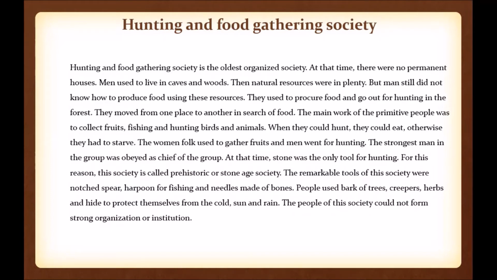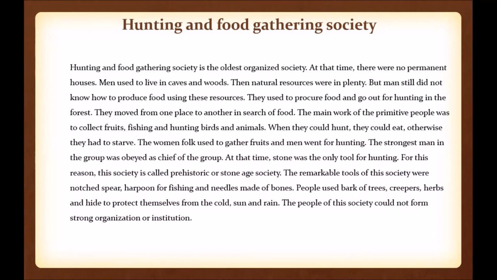At that time, stone was the only tool for hunting. For this reason, this society is called Prehistoric or Stone Age Society. The remarkable tools of this society were notched spear, harpoon for fishing and needles made of bones. Okay? People used bark of trees, creepers, herbs and hide to protect themselves from the cold, sun and rain.